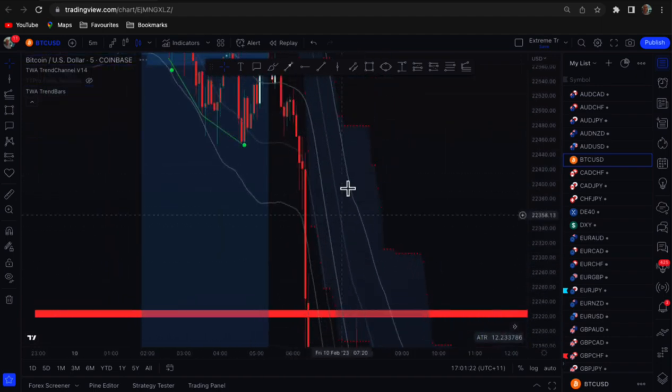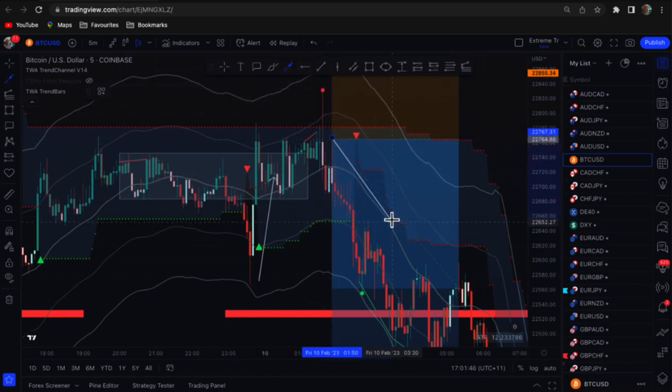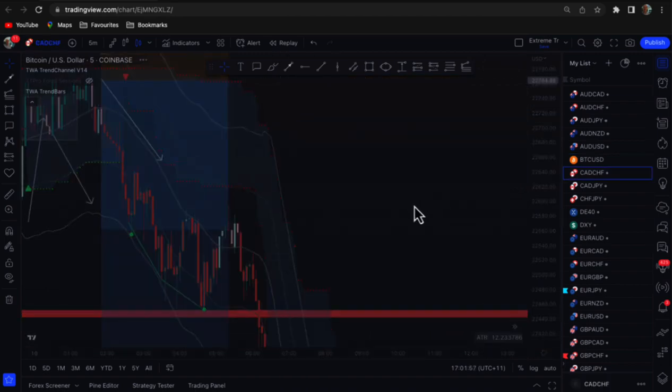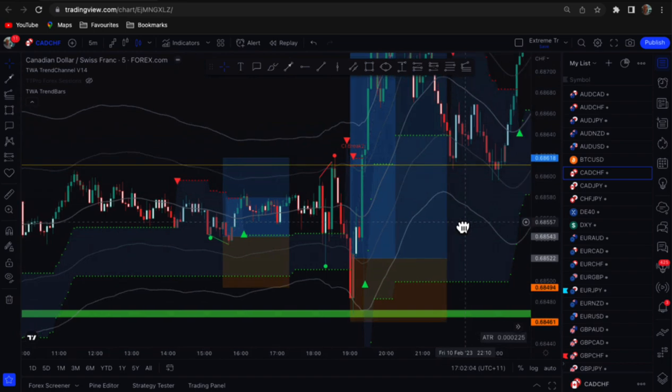Look at this trade here, guys. Red signal pulls back into the range. We could short it here. We've got a red dot, pulls back into the range. We short it here. CAD Swiss. I can tell you now, we're looking at easy a 90% win rate with this.